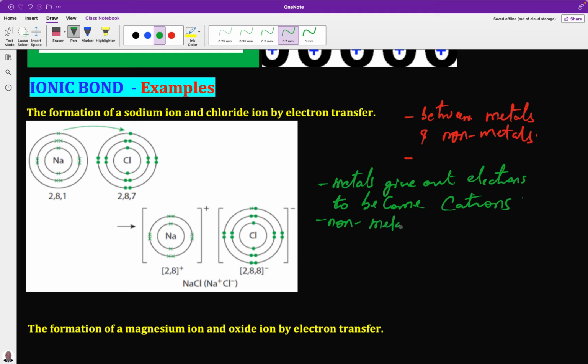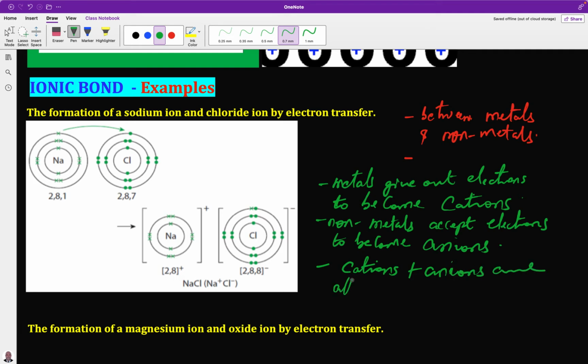The non-metals accept electrons to become anions. Then it should also be noted that the cations and the anions are attracted by a strong electrostatic force. Cations plus anions are attracted by a strong electrostatic force.